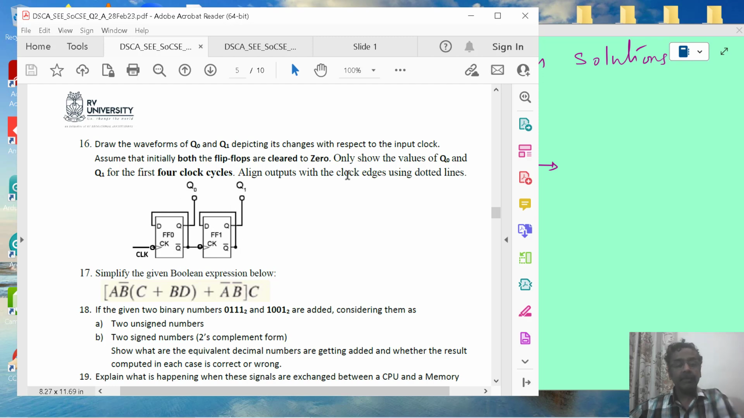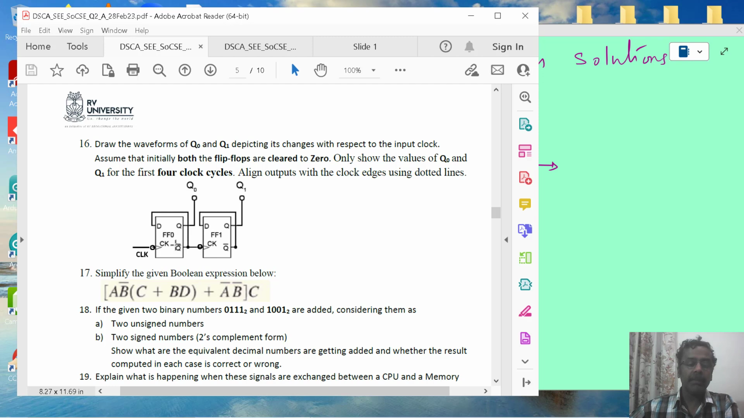Now let us understand the question first, and then we will understand what happens exactly to answer it. Draw the waveforms of Q0 and Q1. This is Q0 and Q1, depicting their changes with respect to the input clock. Assume that initially both flip-flops are cleared to 0. We need to have a state, because the D flip-flop always stores one bit value, either 0 or 1, so we can assume anything. Now it is assumed that we have cleared the flip-flop. That means Q is 0 and Q bar is 1.